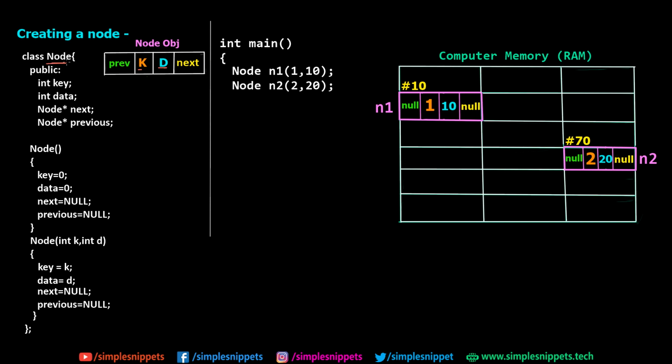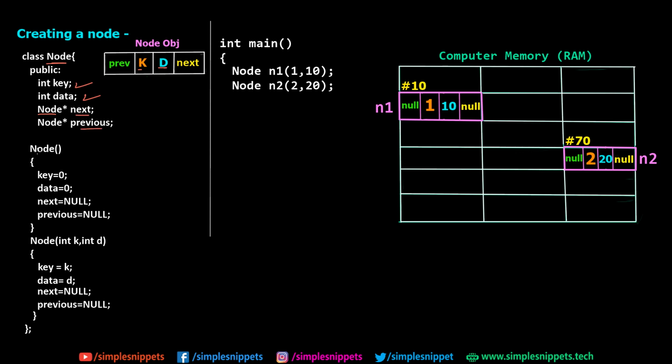So in the class, you can see I have int key, int data. I'm keeping integer data members to make it simple. And then we have pointers which are of class node itself. That is the same class, because they are going to be pointing to other objects of the same class only, right? So that's why we have to keep the class the same. You'll understand more when we actually code. And we have next and previous.